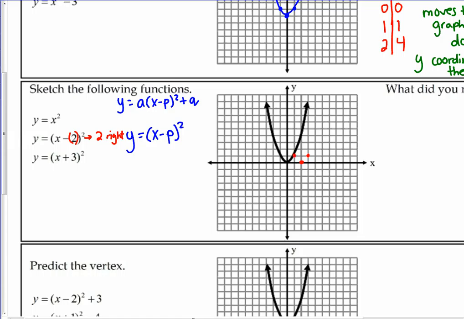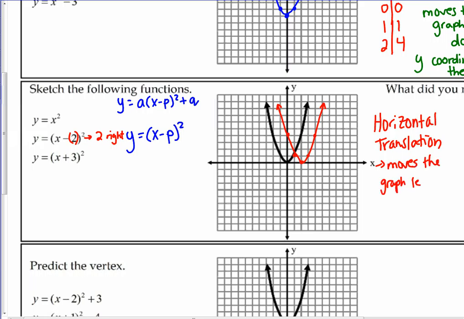1 over 1 up, then 2 over 4 up. So again, same shape. That's called a horizontal translation. It moves the graph left or right.